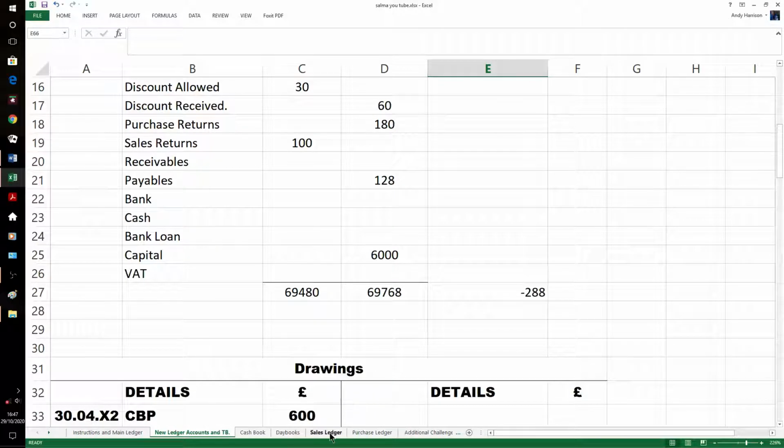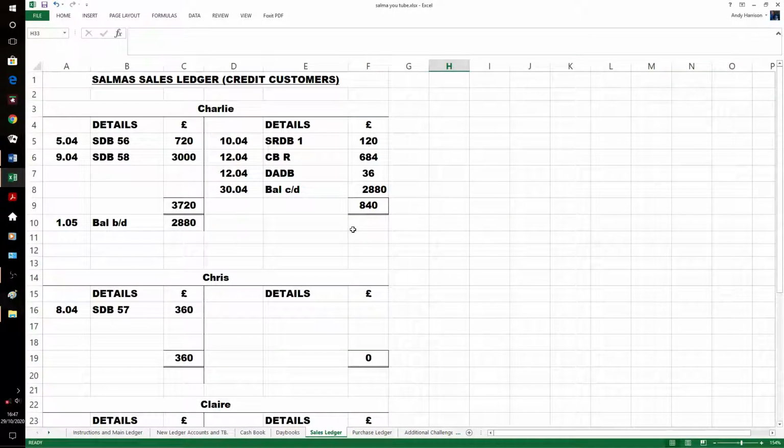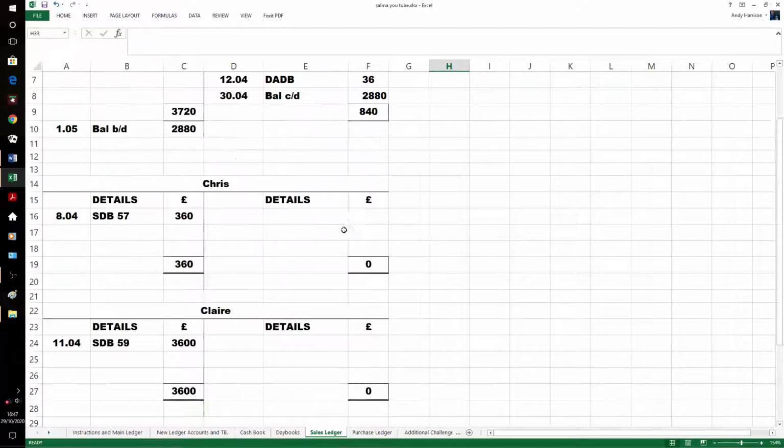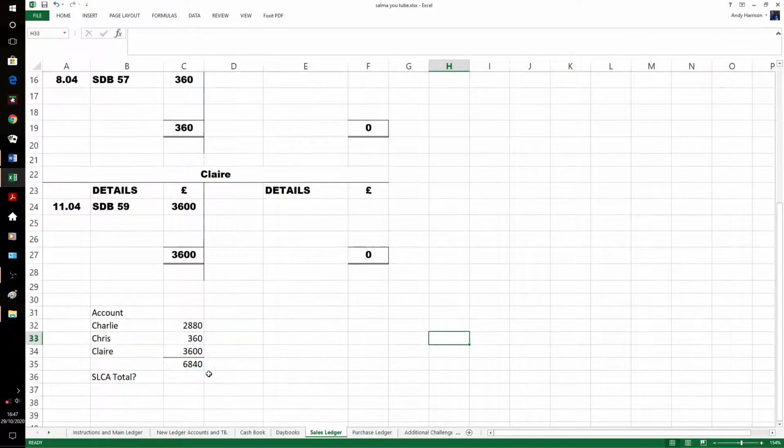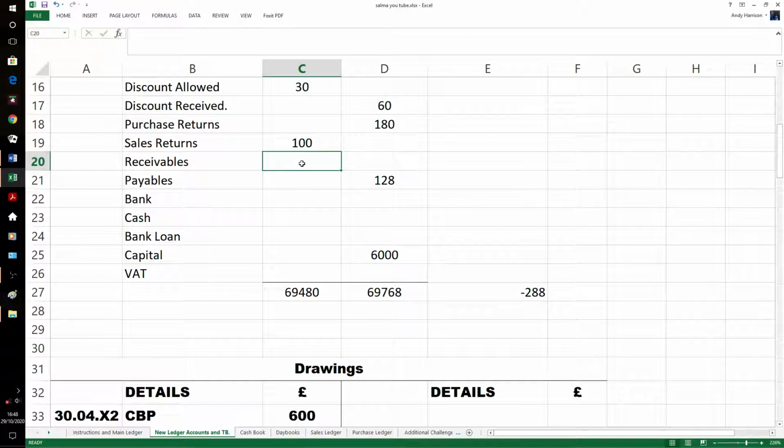Well, let's just check it first. Sales ledger. These ones are actually already done. 2880. Chris has only got the one item, 360, and Claire's only got one item, so yeah, 6840. We've checked that our control account adds up to our individual customer accounts before we moved on.